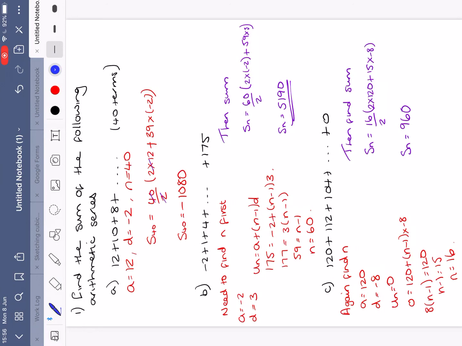I must admit, I went to the equation where you have 2a plus n minus 1 d. It's a bit of a habit, but you could have quite easily here said that that was 60 over 2 times a plus l, which is probably the easier way to do it, but there we go.